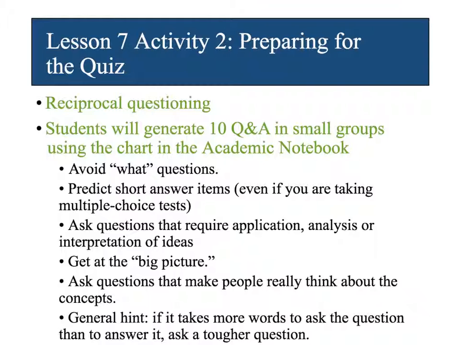And always a general hint for students when they're predicting test questions is that if they find that it takes them more words to ask the question than it would to answer the question, they need to ask a bigger question. So they're going to generate these 10 questions and answers in small groups. They're going to have their talk-through prepared and practiced. Through these two strategies, they're going to give themselves one heck of a great test review.